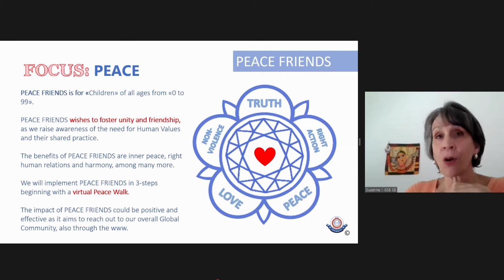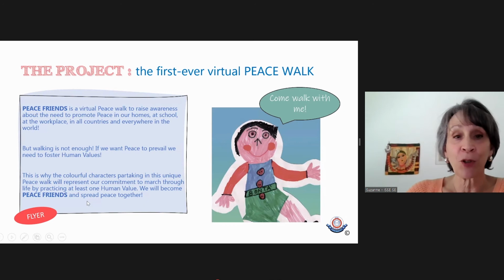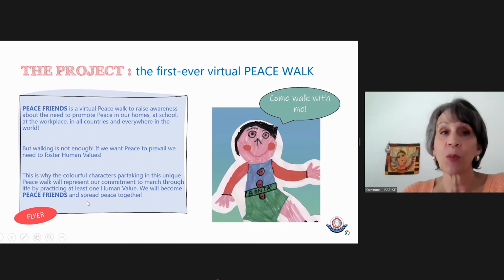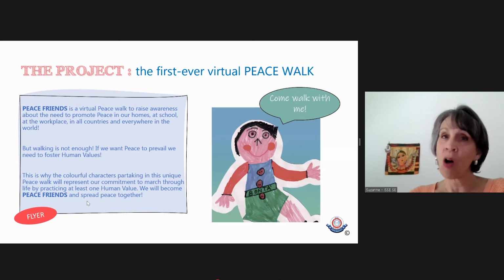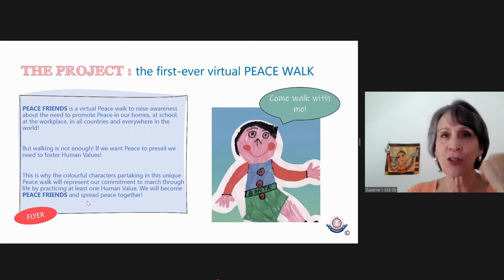So on the flyer that you will receive during the next week, it says, Peace Friends is a virtual peace walk to raise awareness about the need to promote peace in our homes, at school, at the workplace, in all countries and everywhere in the world. But walking is not enough, and talking is not enough either. If we want peace to prevail, we need to practice human values. We need to foster human values. We need to share them and bring them to life.